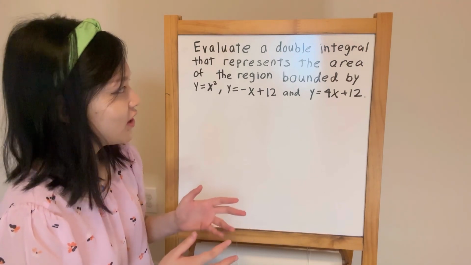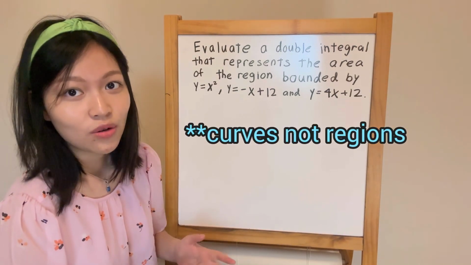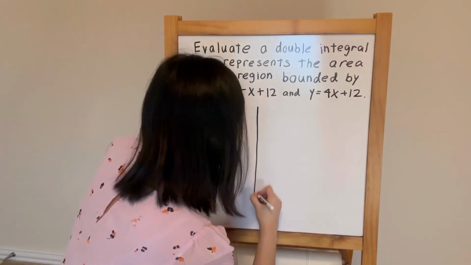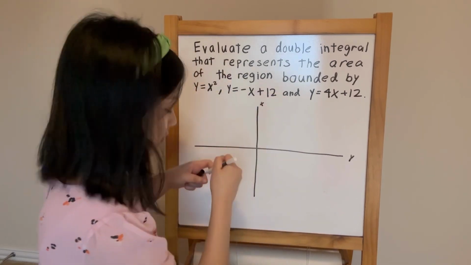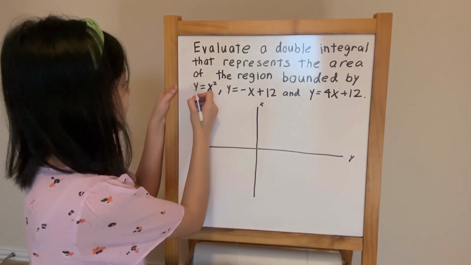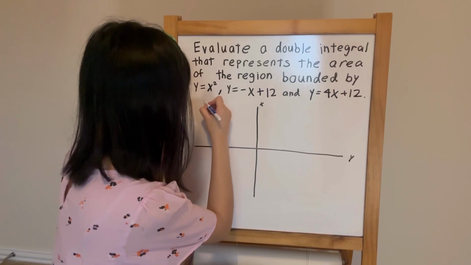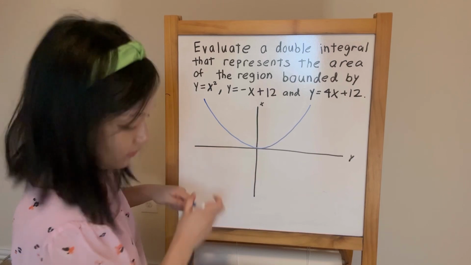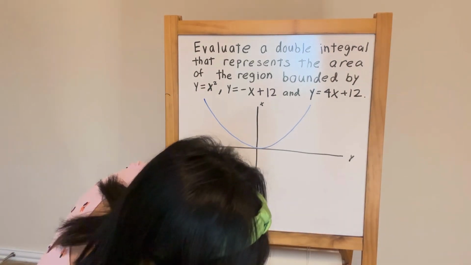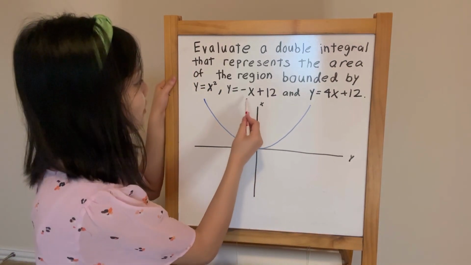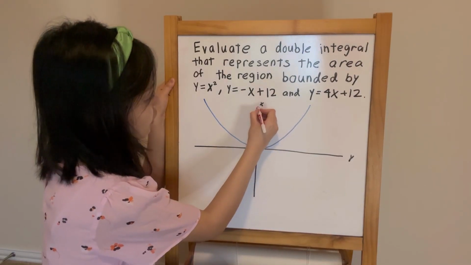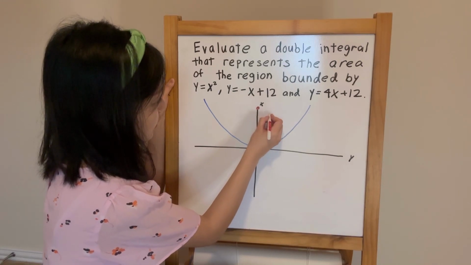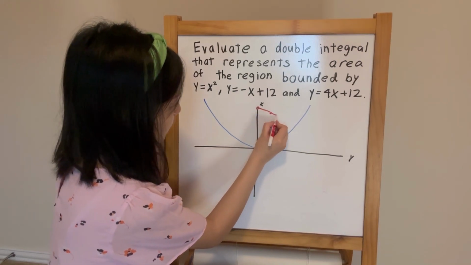And first things first, I see that we have these three curves. So why not just draw it out and see what it looks like. The first curve we have is y equals x squared, and this curve looks like this. Next, we have y equals negative x plus 12. So we're starting at 12 right here, and we have a slope of negative 1. So that's about right here. Draw a line.